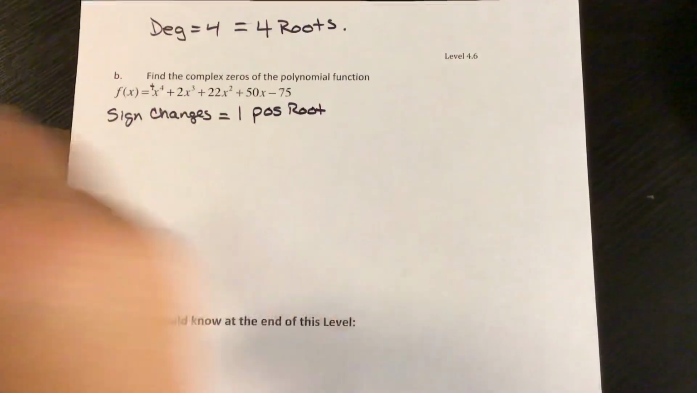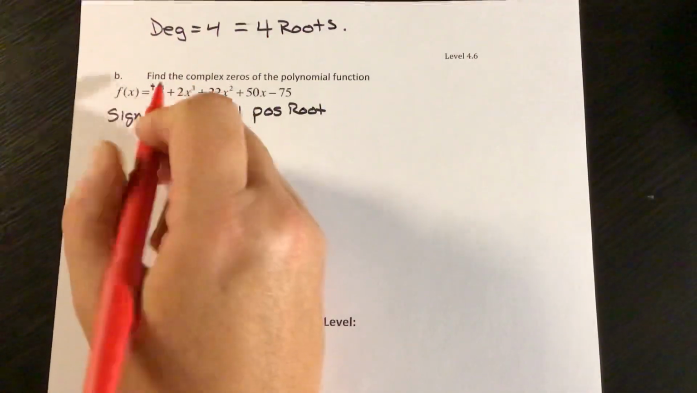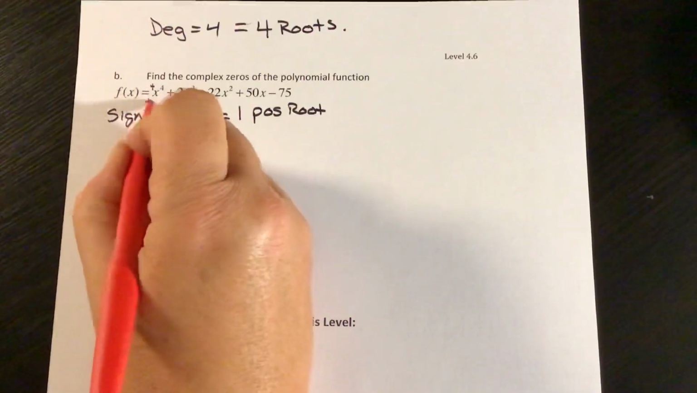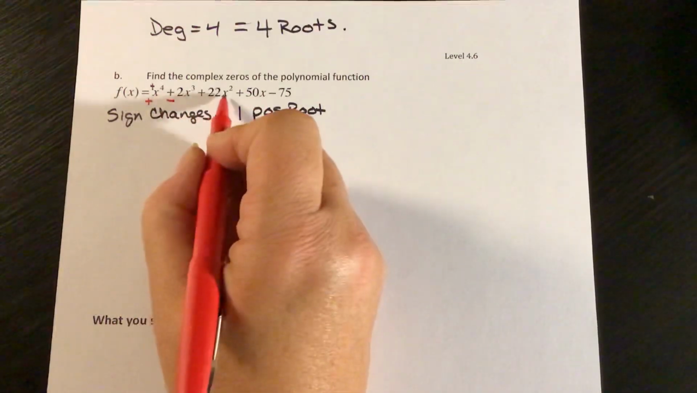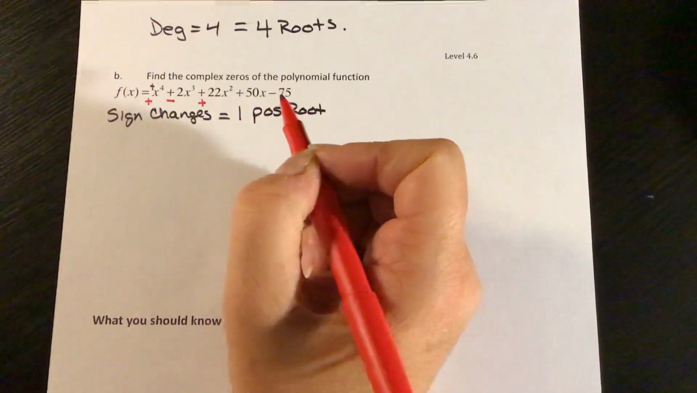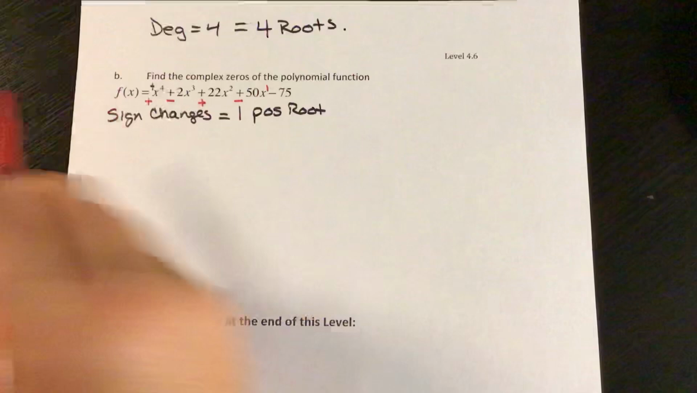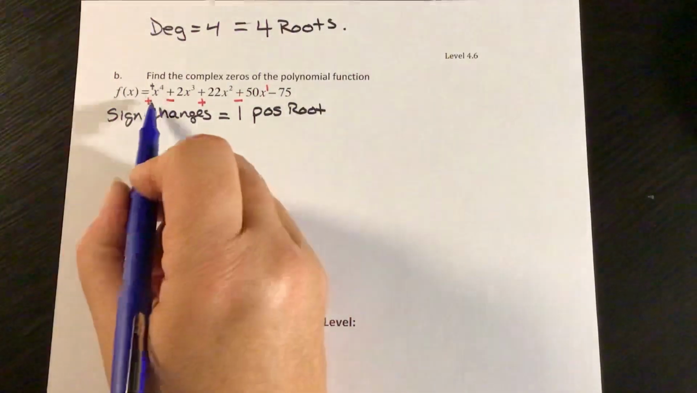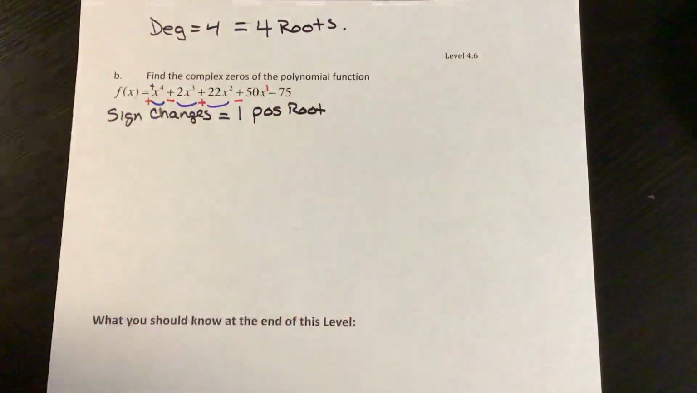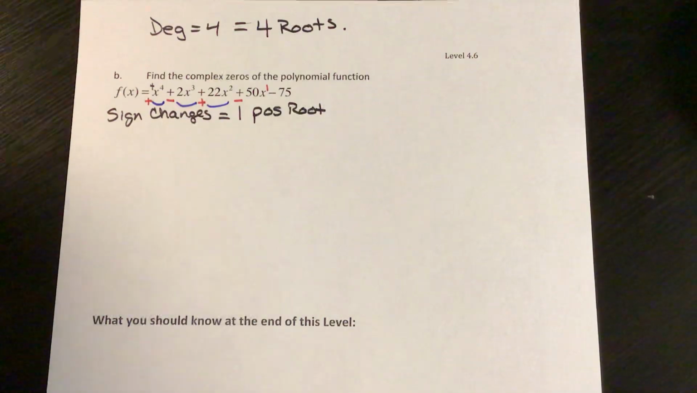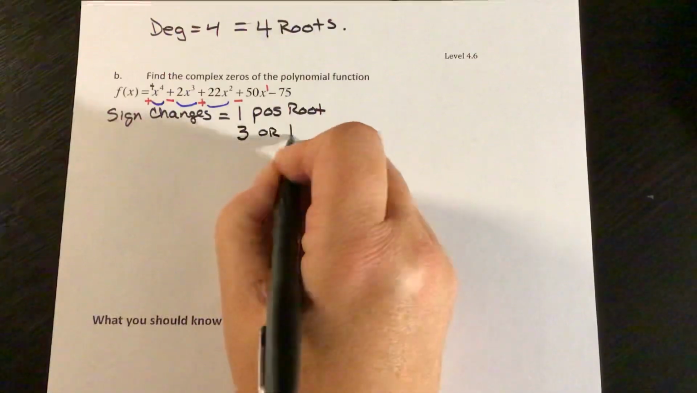Now let's look at f of -x. And I'm going to go back here. So for -x, if I plug this in, an even exponent, the sign stays the same. An odd exponent will change the sign. Even exponent, sign stays the same. Odd exponent will change the sign. So if I'm looking for sign changes, I go from positive to negative, negative to positive, positive to negative. So for my negative roots, I can have 3 or 1 negative root.